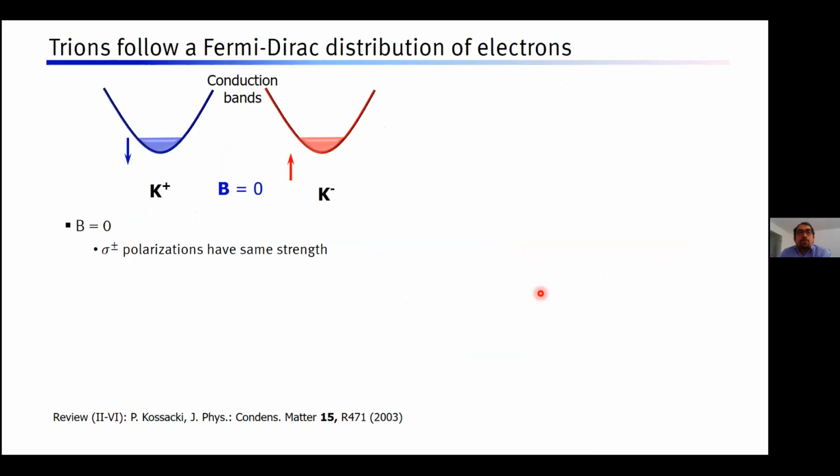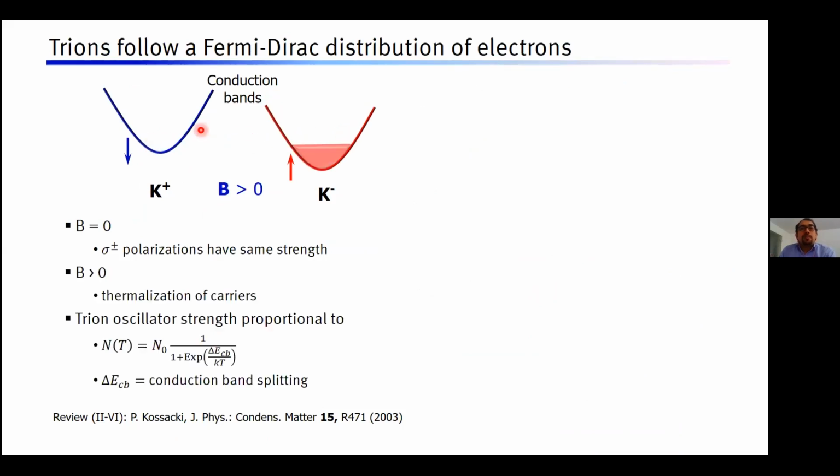So now I want to first introduce you to the concept that the trions follow a Fermi-Dirac distribution of electrons. By that, what I mean is, if you have a population of electrons in a doped semiconductor, we have drawn conduction bands here in the K plus and K minus valley. Then in the absence of any magnetic field, when these levels are degenerate, the two populations should be of the same order. However, when you apply a magnetic field, you can shift one of the populations in the second valley. Now we are talking about electrons here.